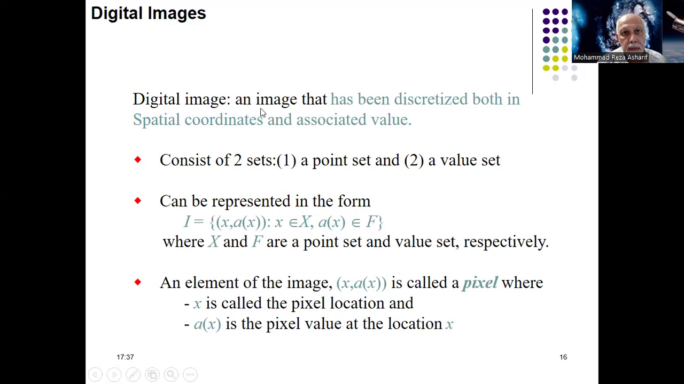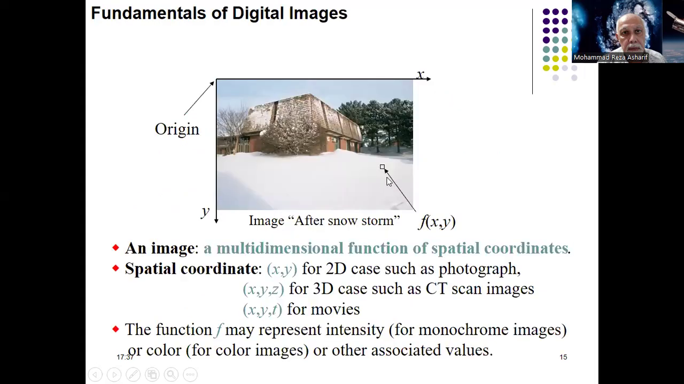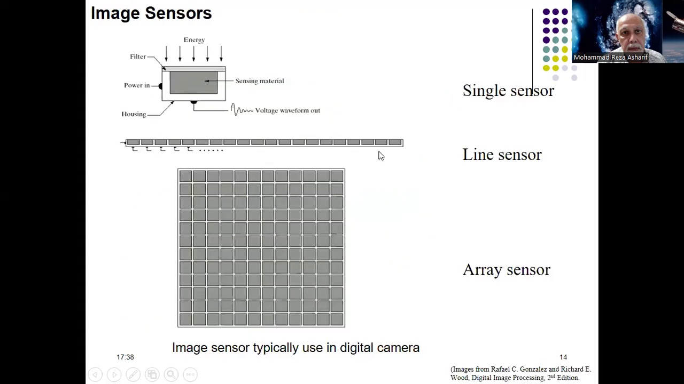A digital image has been discretized. We discretize the image in the spatial coordinates and the associated values. Consider two sets, one for the points and two for the values. Also this x is an element of the set for the pixel. So each one is a pixel. For instance, the smallest one here, each one is a pixel.